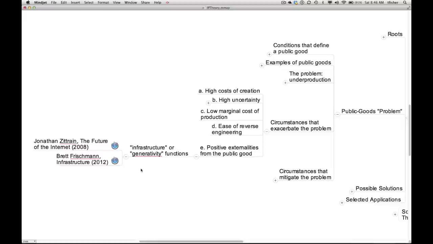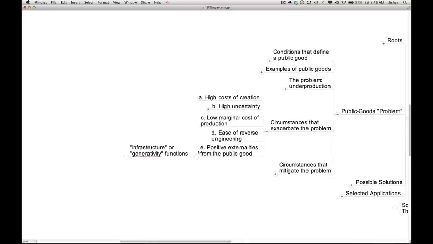So, to review, there are five main circumstances that can exacerbate the public goods problem and thus heighten the need for governmental intervention to overcome it. Those circumstances are high creation costs, uncertainty, low marginal cost of production of copies of an innovation, ease of reverse engineering, and strong positive externalities.